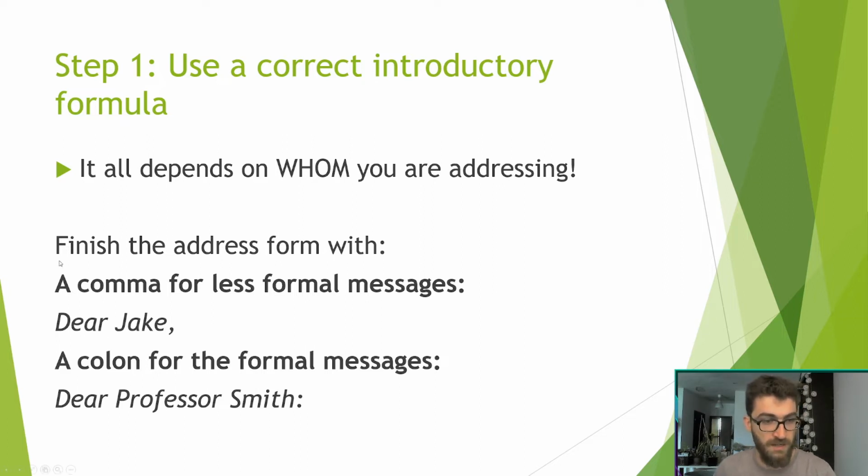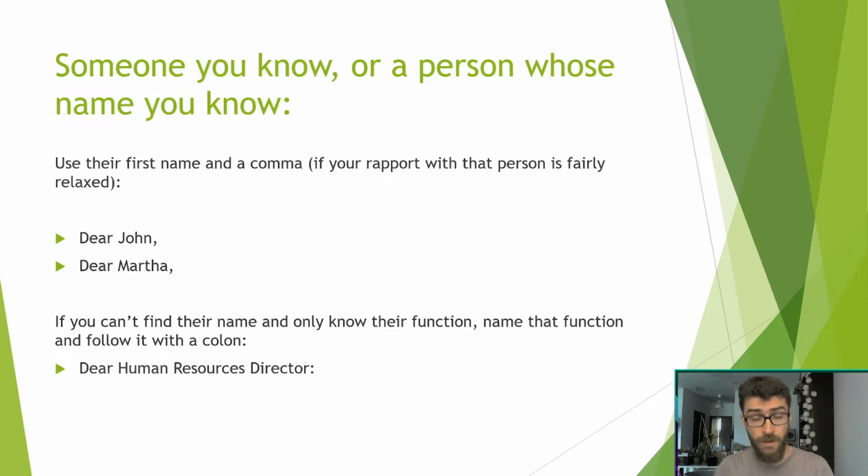As you can see over here, I'm writing to Jake, my friend, and that is ending with a comma. I'm also writing to my professor, Professor Smith, and that does end with a colon. It's quite an important distinction because this will obviously determine the level of formality of your message. Now, let's talk about the possible formulae and what those entail.